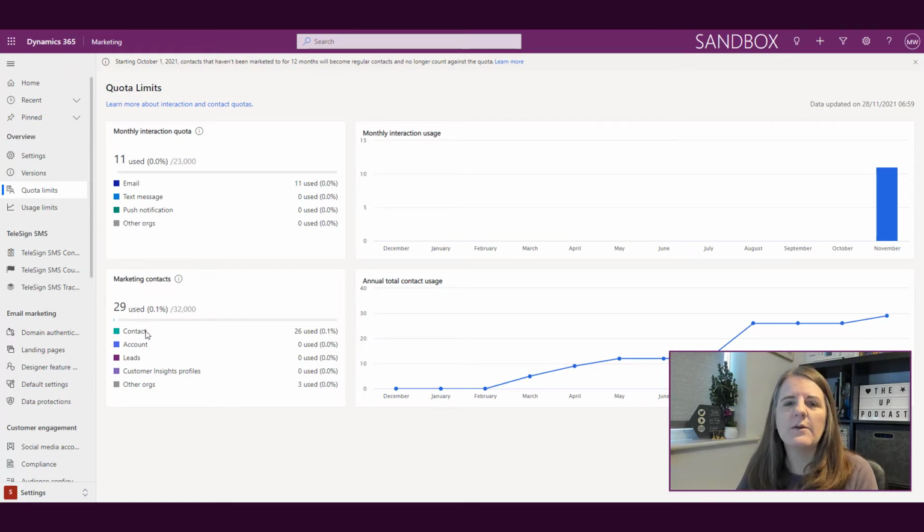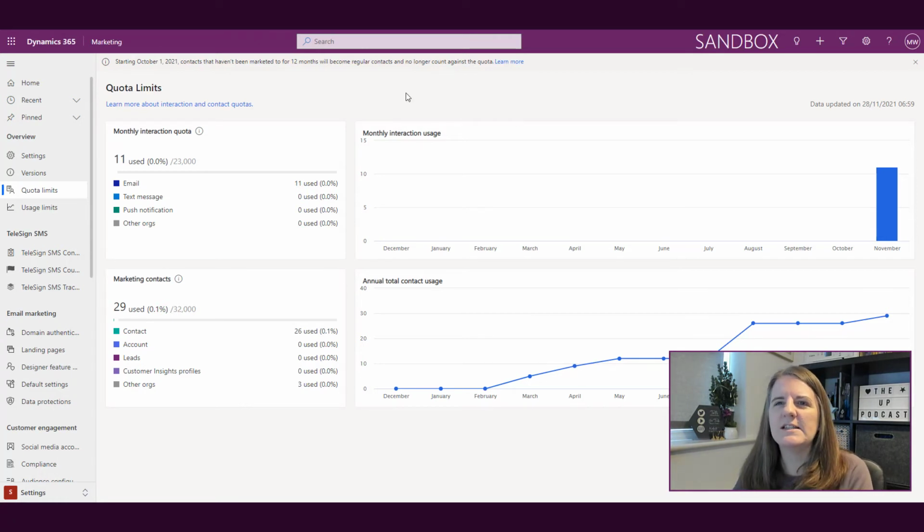So this is now showing how many contacts, accounts, leads, customer insight profiles, other organizations or other orgs. I'm not entirely sure why that says 3, but I'll have to find that out. Interesting. So it says 29 used in total, and then it has a breakdown of each. I'm wondering if that is related to users, but anyway, I'll have to find that out because I'm not sure what the 3 is out of the 29. So we've got all of this information.